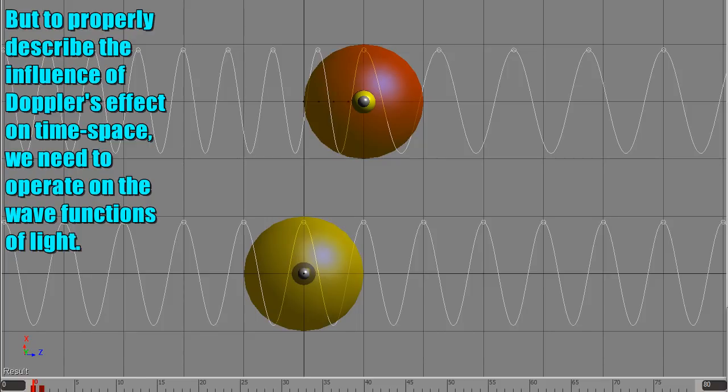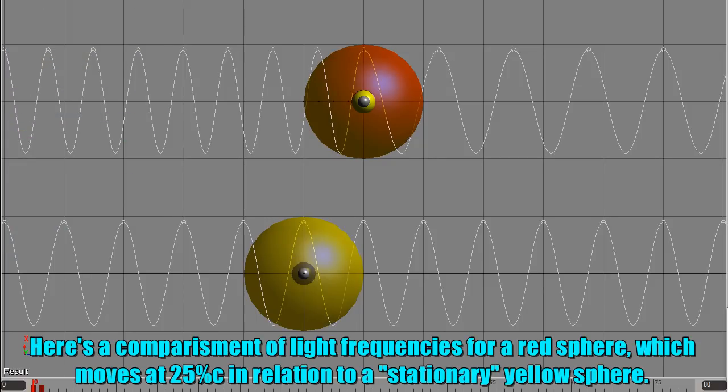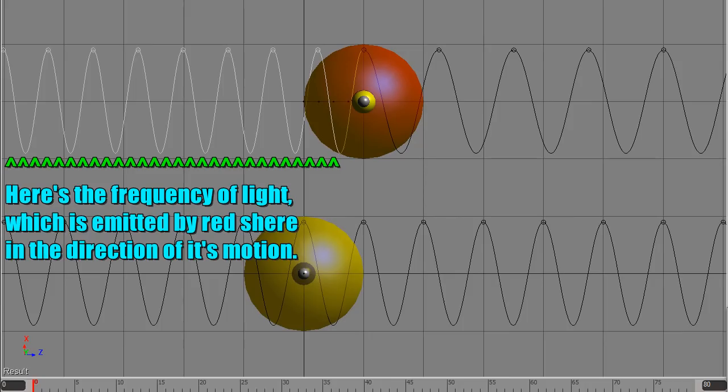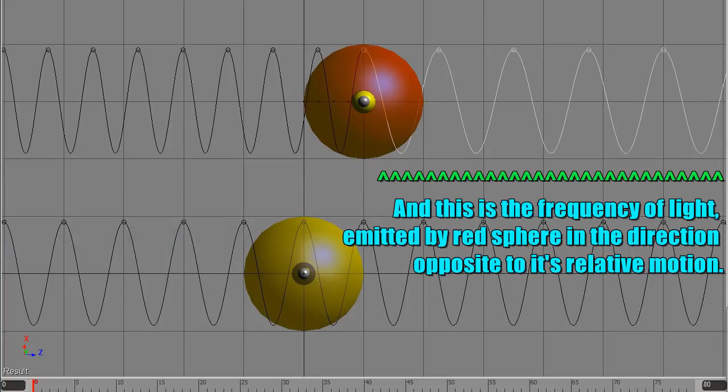Here is a comparison of light frequencies for a red sphere which moves at 25% of c in relation to a stationary yellow sphere. For the stationary yellow sphere, the frequency of emitted light is equal to 1 cycle per 1 space unit in all directions. Here is the frequency of light which is emitted by the red sphere in the direction of its motion. And this is the frequency of light emitted by the red sphere in the direction opposite to its relative motion.